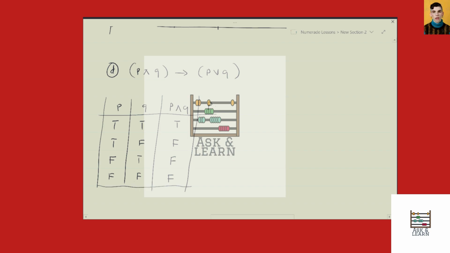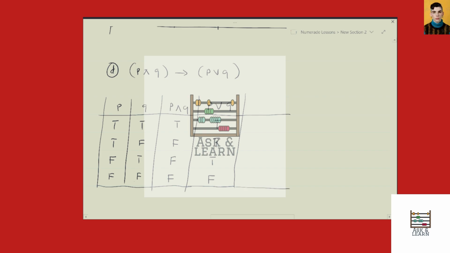Let's look at P or Q. It means that P or Q also has a property that at least one of them should be true for it to be true. So here we have true, true, so that is true; true, false, that is true; false, true, that is true; false, false, that is false. Okay.